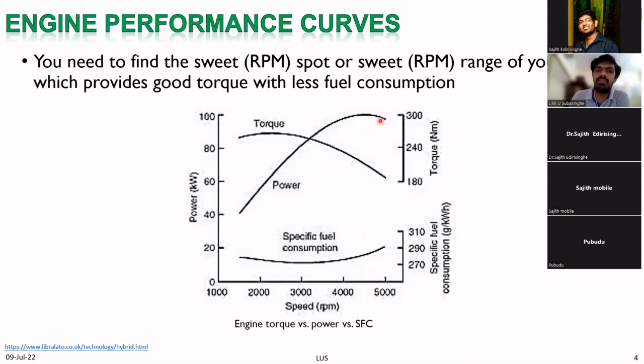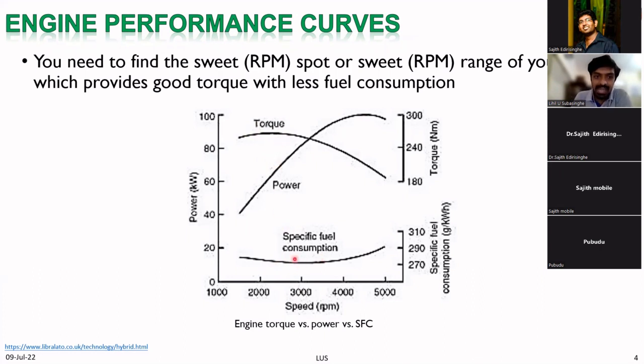This is something that we usually do not need as a domestic driver. This maximum power region could be very useful for people driving race cars, where the engine provides the maximum power. But for domestic vehicles, the engine is designed in such a way that the region where the engine gives you the maximum amount of torque gives you the best specific fuel consumption.